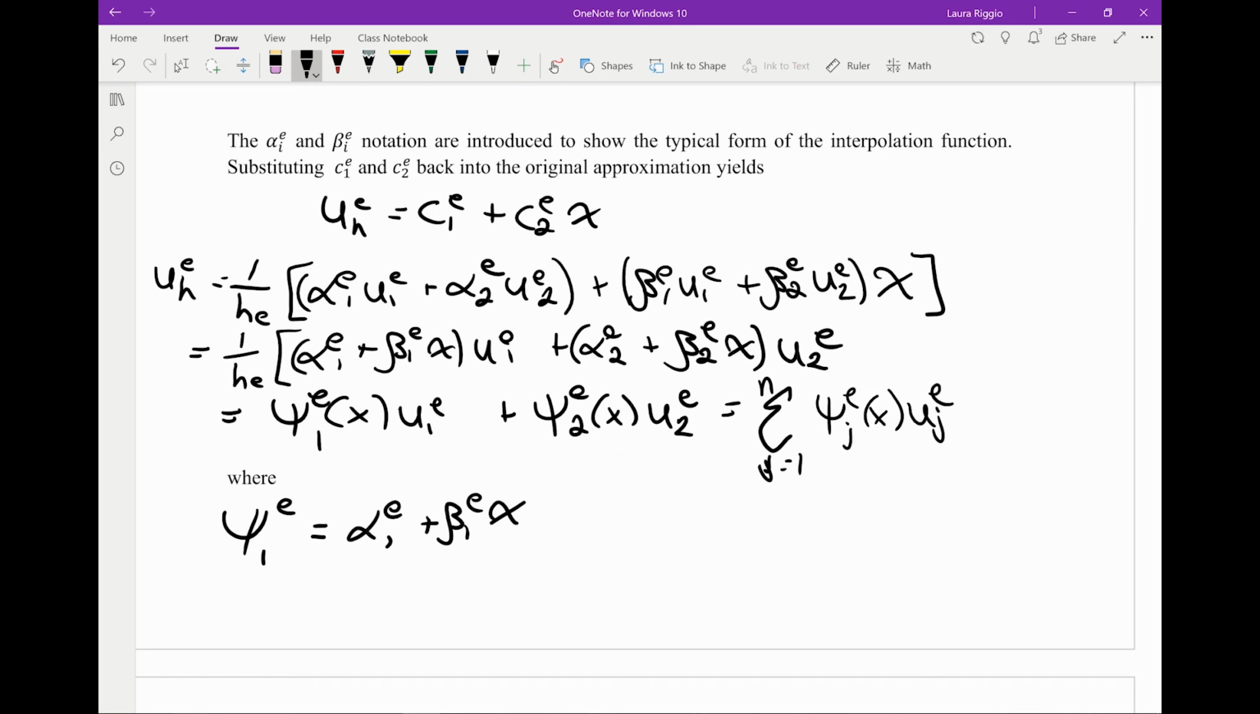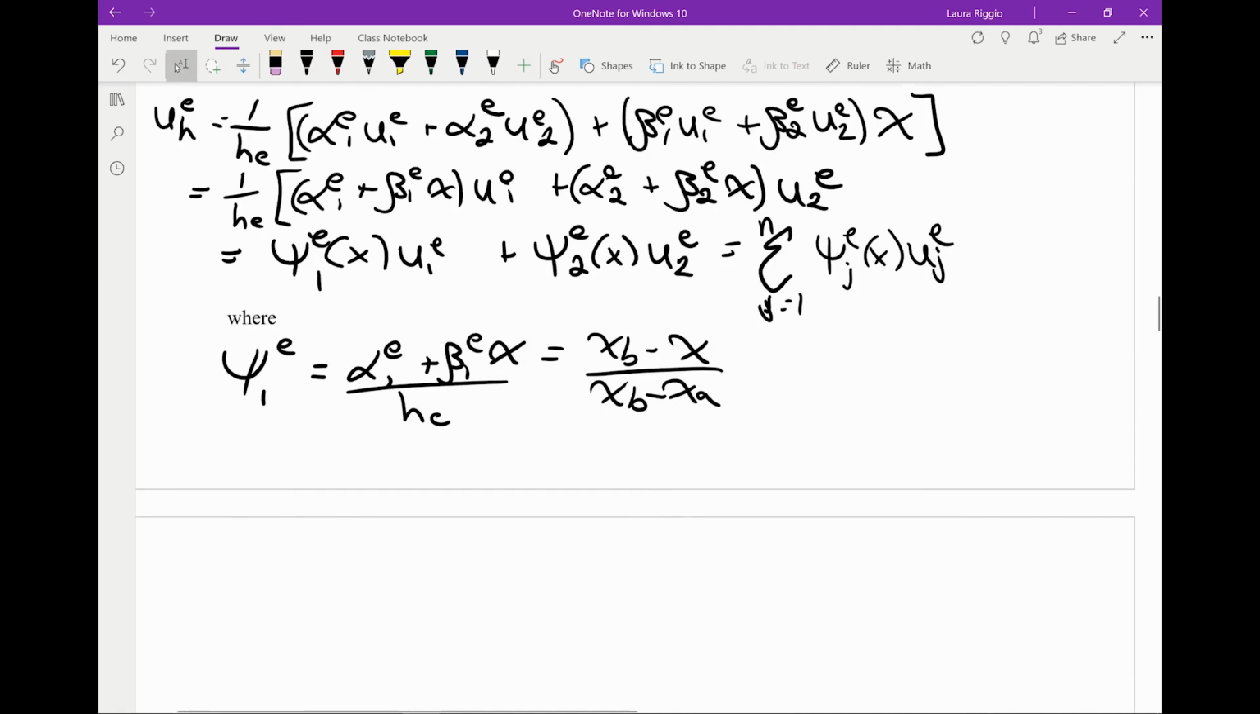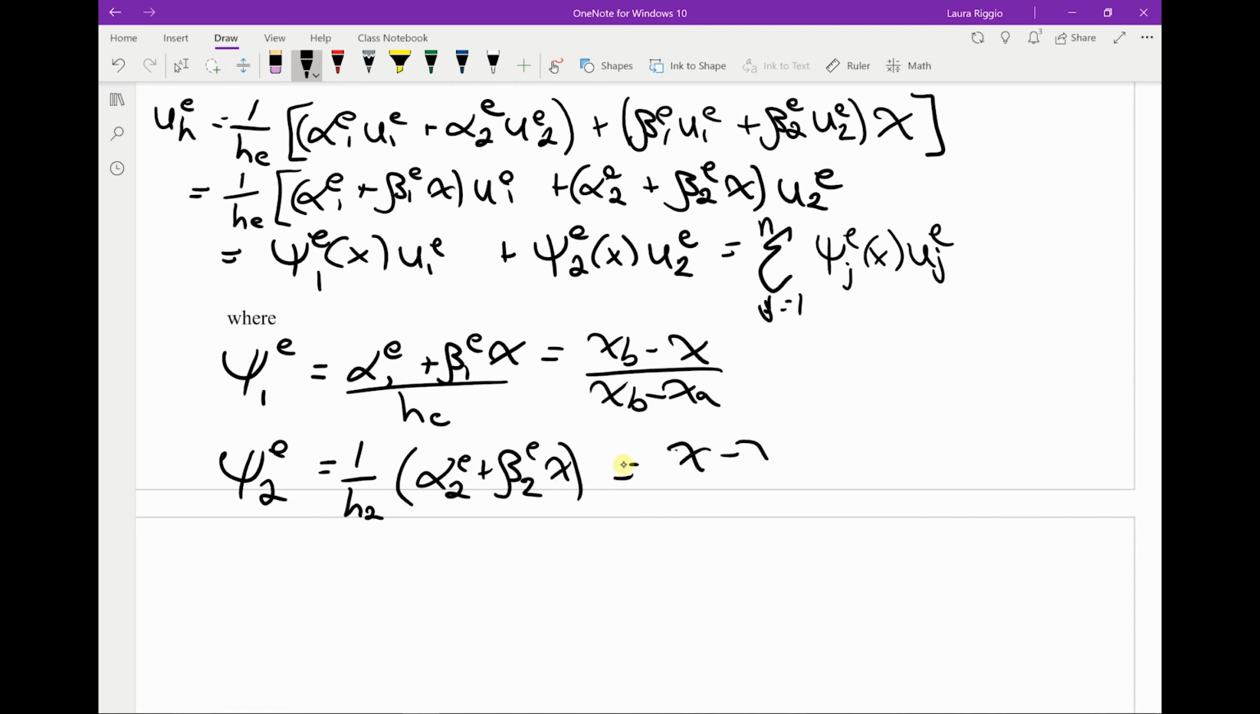u_j. So psi 1 is 1 over h times alpha 1 plus beta 1 x, which is equal to xb minus x over xb minus xa, and psi 2 is 1 over h times alpha 2 plus beta 2 x, which is x minus xa over xb minus xa. So these are your linear finite element approximation functions.